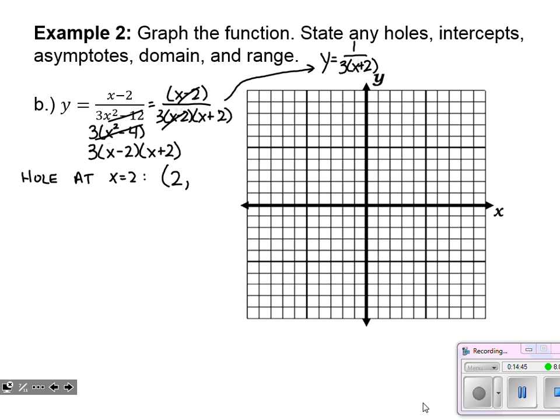How did I get that 2? Well, I just took the solution that came out of that factor that canceled. If x were to equal 2, and if we could try plugging it back in, we'd get 0 over 0. So the graph can't be computed at that point. Well, this x value of 2, if I plug that back into my simplified function up there, I got 1 over 3 times 4. That's 1/12.